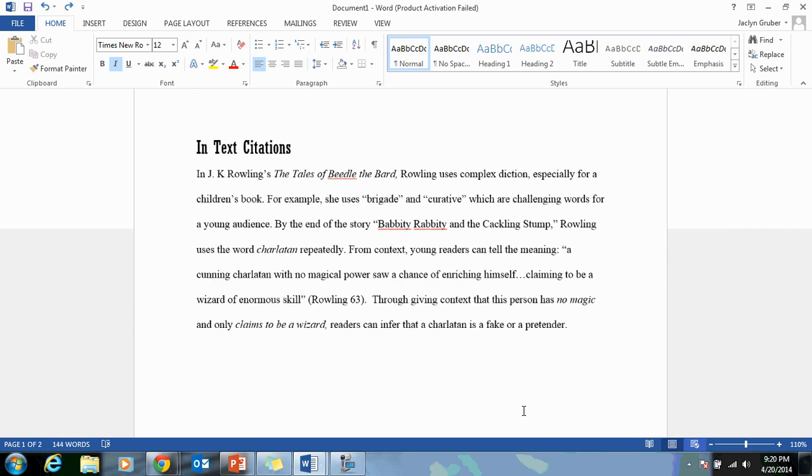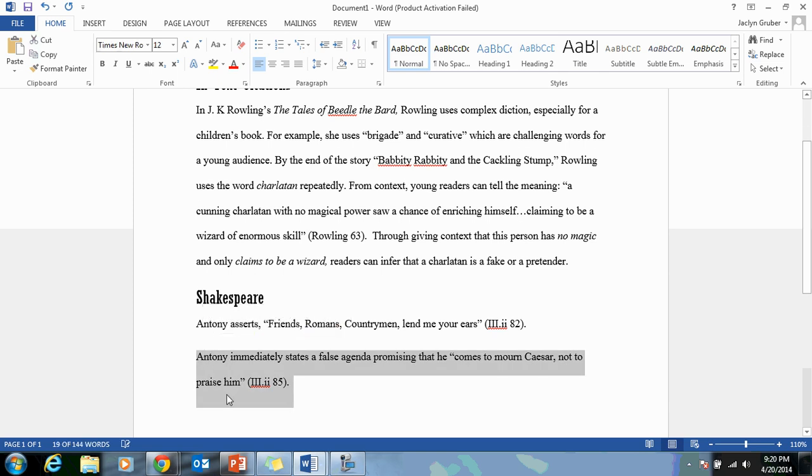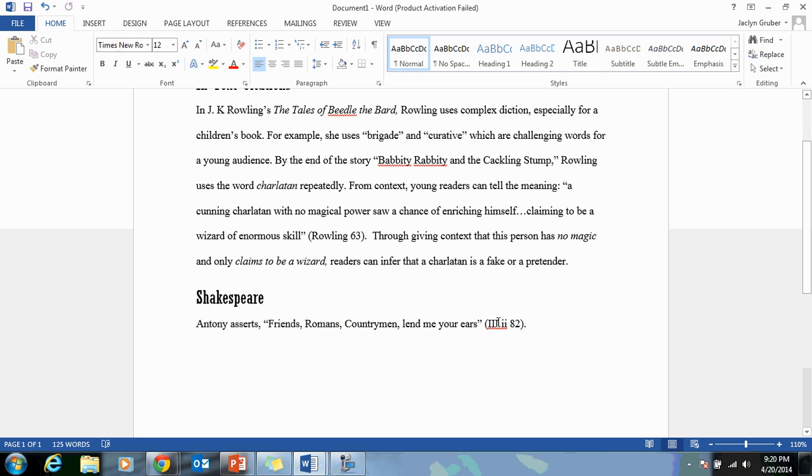Now, things change up a little bit in the case of Shakespeare. So if you're citing Shakespeare's plays, then you are going to use the act followed by the scene and then the line number or line numbers. So it's Act 3, Scene 2, note capital, lowercase. You can write it out or you can use Roman numerals.